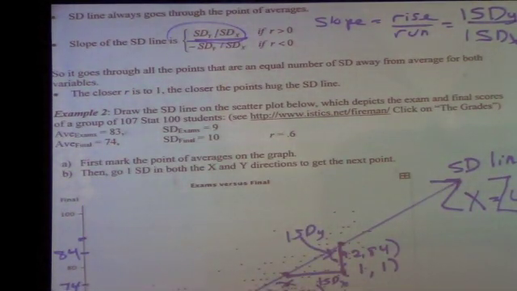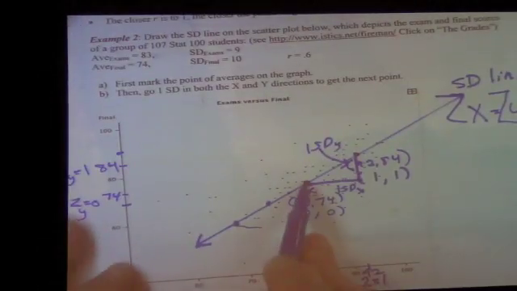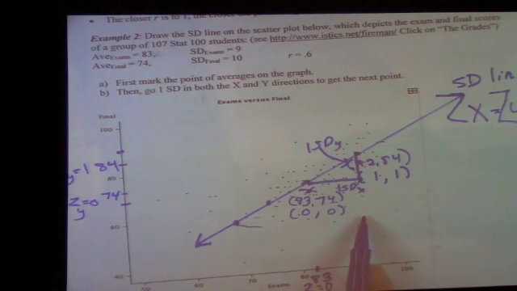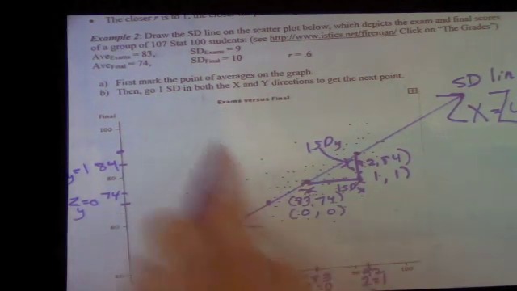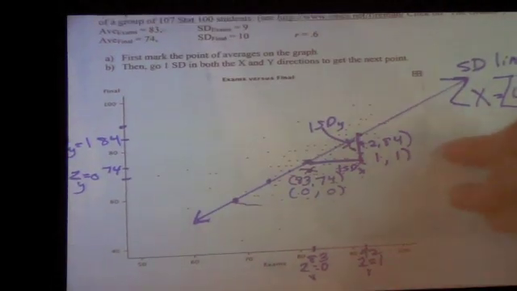And if it's negative, it would just be the opposite. If you were 1 above average on your exam, you'd be below average, so it would slope down. That would be weird for exams. Okay, let's turn the page.